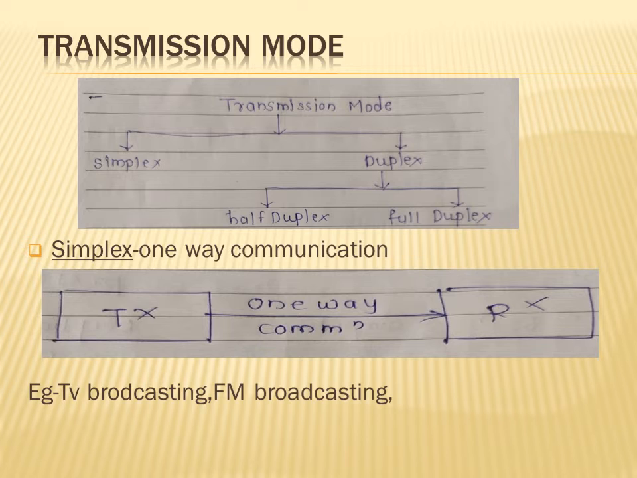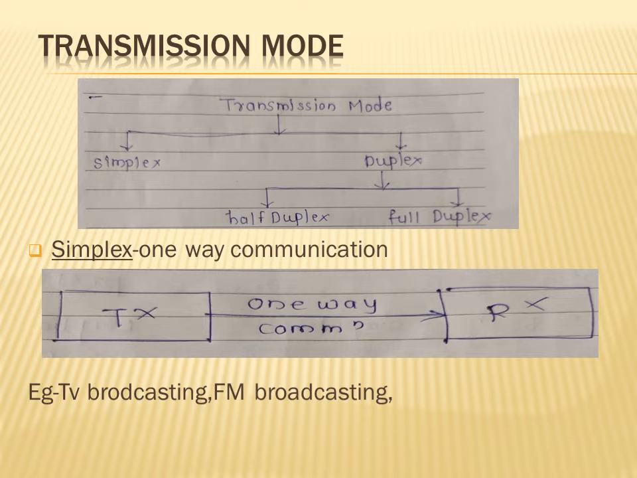It consists of a transmitter and a receiver. This transmitter only transmits the signal. This transmitter cannot receive any signal from the receiver. So it is one-way communication. Examples of simplex are TV broadcasting and FM broadcasting.